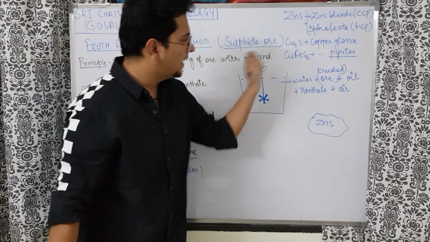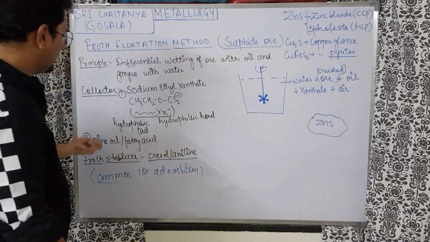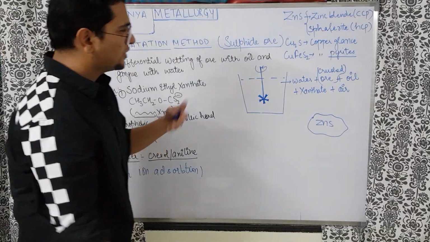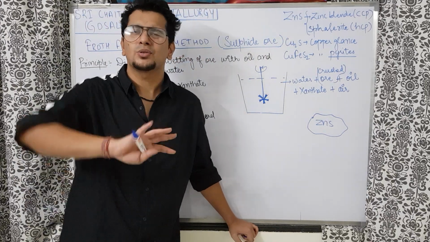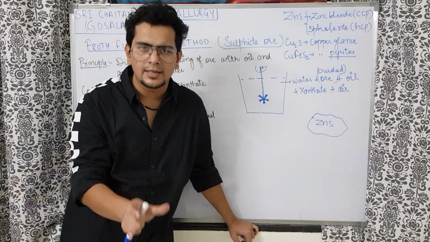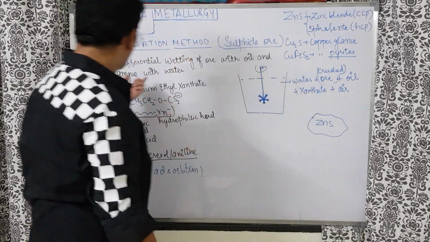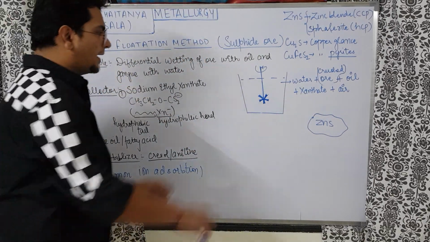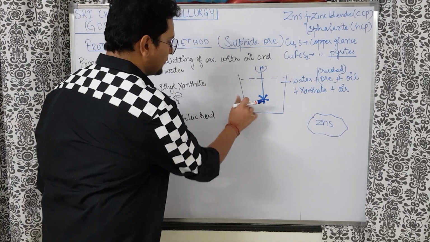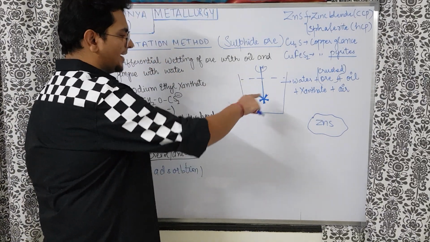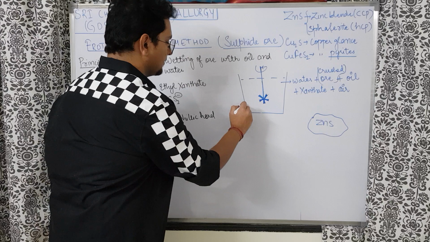So we crush the ore, we add it here, we add oil. Which oil? Pine oil usually we add. We can add other oils also, like eucalyptus oil, but all those are outside NCERT. So stick to the NCERT part. Pine oil is enough. Xanthate, that is this sodium methyl xanthate I have added, and air. It is usually added from this direction, but for simplicity we just add it here.